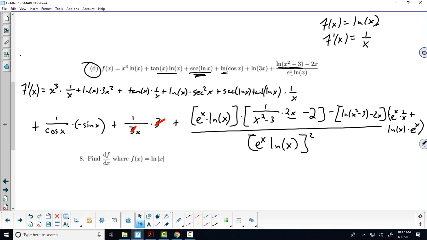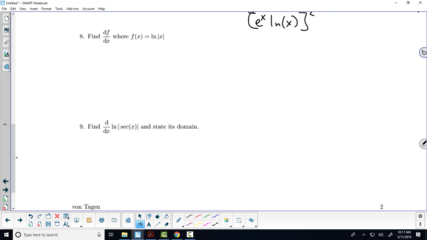Okay? All right. Let's talk about number 8 here. We want to take the derivative of the natural log of the absolute value of x. So we were actually just talking about the absolute value function. Of course, this absolute value function shows up inside the natural log. But I think we should still break it up. Okay? Before we do so, let's just identify the domain of f.